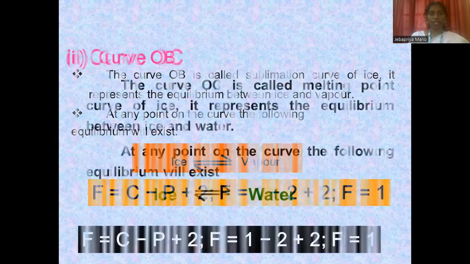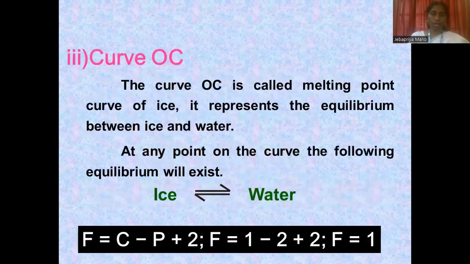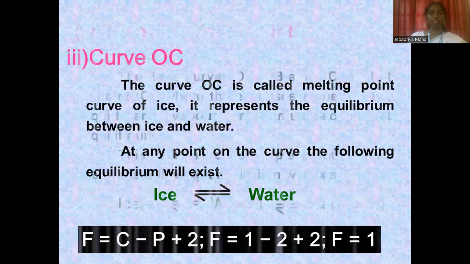Next is curve OC. Curve OC is called the melting curve of ice. It represents the equilibrium between ice and water, that is solid and liquid. So here two phases are in equilibrium. As usual, the water system is a one component system. So the value of C is 1, P is 2, and therefore the value of F becomes 1, which means only one independent variable is enough for describing the system.